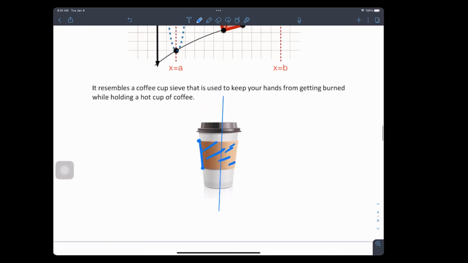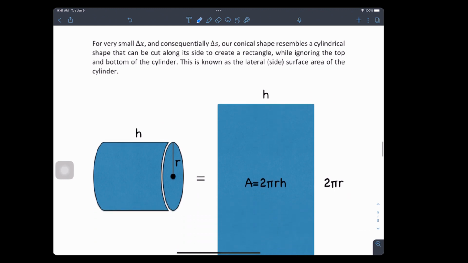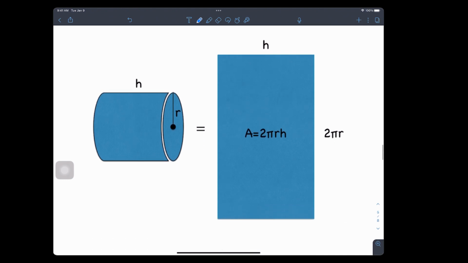Now, if you were to cut this, you're really looking at like a cylinder, the side of a cylinder. So for a very small delta x and consequently small delta s, our conical shape resembles a cylindrical shape that can be cut along the side and create a rectangle. Ignoring the top and bottom of the cylinder, this is shown as the lateral side. And how do you get the area? Well, the area of a rectangle is length times width, which would be the circumference of a circle. That's where you get 2 pi r. And then this length here.